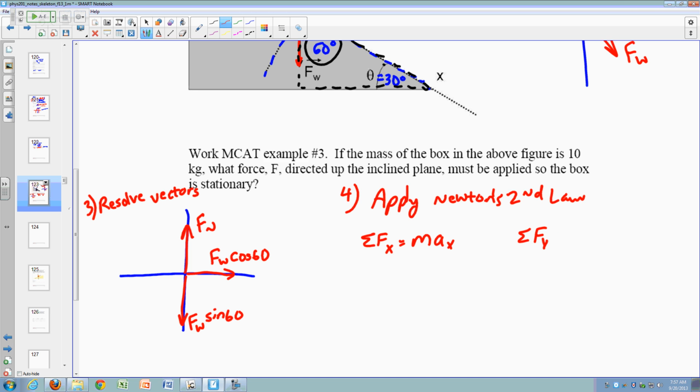And remember, we have Newton's second law, the sum of the forces in the x direction equals max, and the sum of the forces in the y direction equals may, and we can say the same for the z direction, but it's only two dimensions here. So let's just look first at the y direction. I get Fn, that's up, minus Fw sine of 60 equals may.